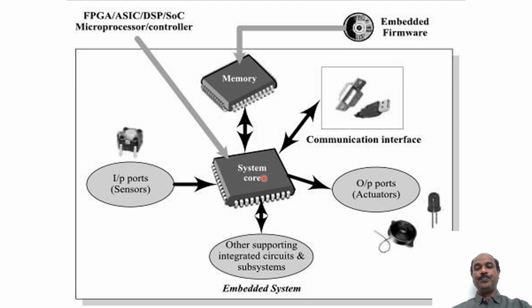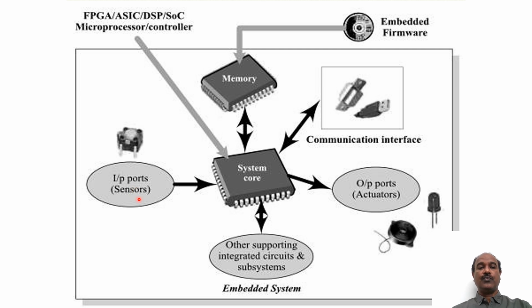Then what else do we have here? We have input ports. When I say embedded system, obviously it is going to interact with the external world, so it needs to receive inputs from the external world. So it will have input ports, and a number of sensors or input devices will be connected to the embedded system here.